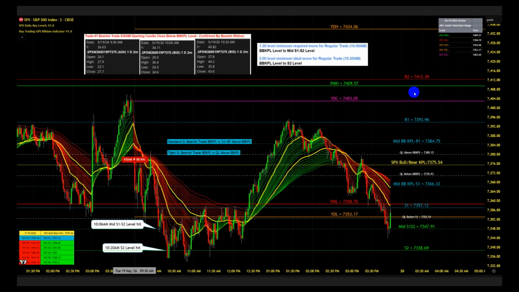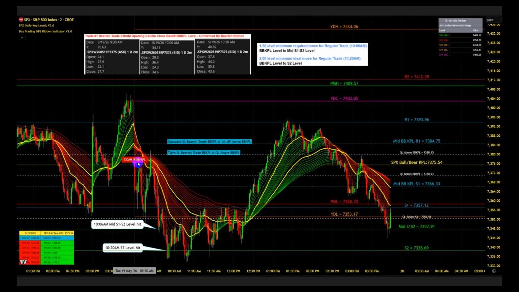Okay, so now we're going to go through the 3 trades of this session and show you how the entries are confirmed, as well as the target exits and the stop losses used on each trade. So we're going to start off with trade 1 here, which is a bearish trade taken off of the 9:30 a.m. opening candle close. This candle closes below the bull bear key price level. So this is giving us the bearish entry alert here on the 9:30 a.m. opening candle, closing below the bull bear key price level, otherwise also known as the BB-KPL level.